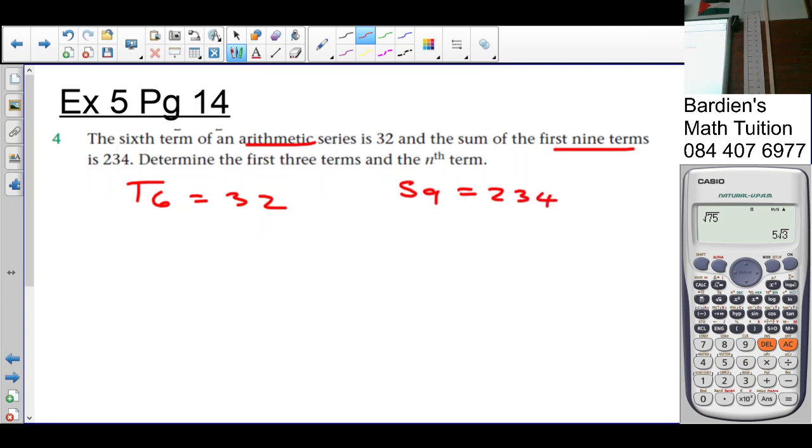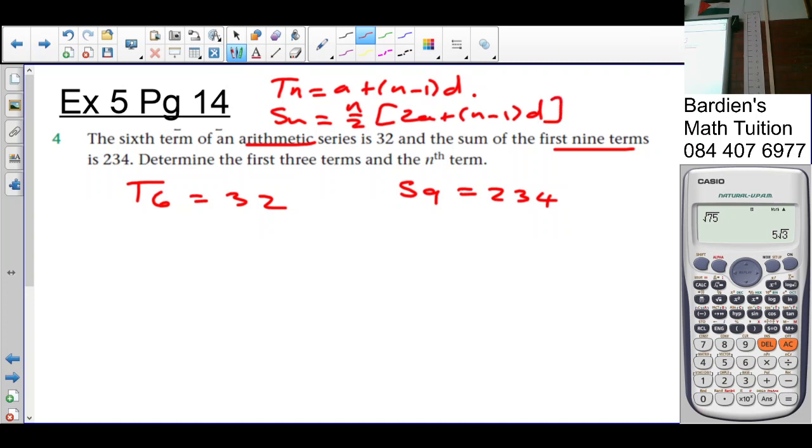Okay, you all agree with that? Determine the first 3 terms and the nth term. So in other words, I need to calculate A and D. That's what I need. So the arithmetic is Tn is equal to A plus n minus 1 D. Sn is equal to, do I have the last term? No. So I must use n over 2 into 2A plus n minus 1 D.